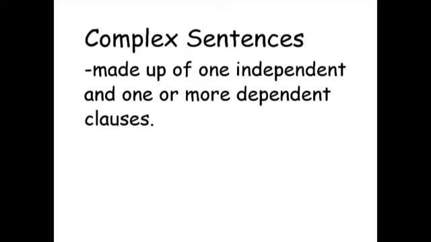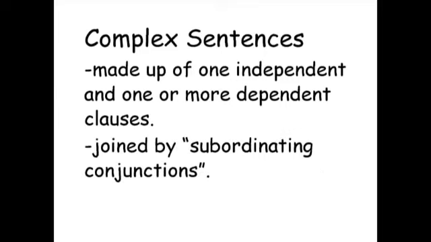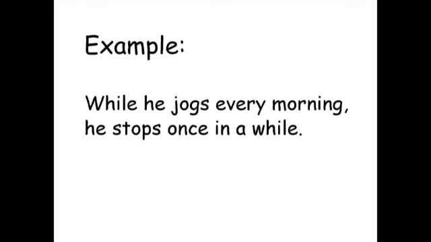Now for the next kind, the complex sentences. It might sound complicated, but it's really not. So complex sentences are made up of one independent and one or more dependent clauses. These clauses are joined by subordinating conjunctions. Let us get our two examples again and change one of them to a dependent clause to make a complex sentence. While he jogs every morning, he stops once in a while.